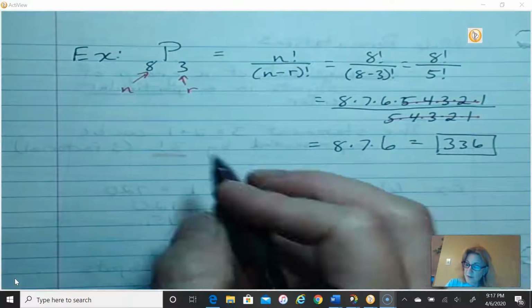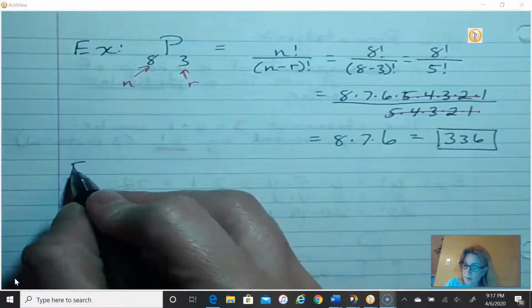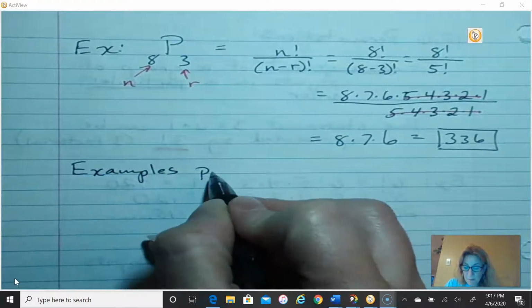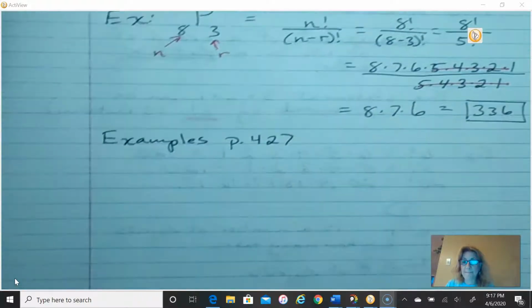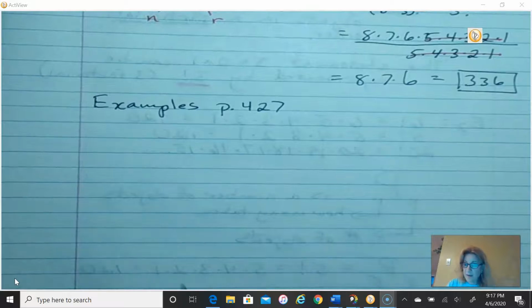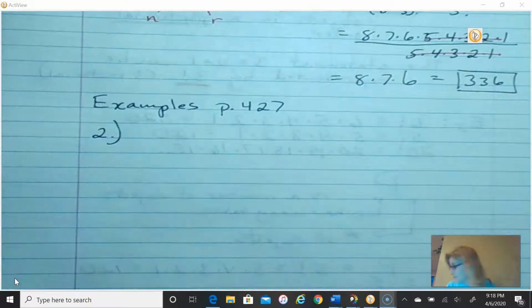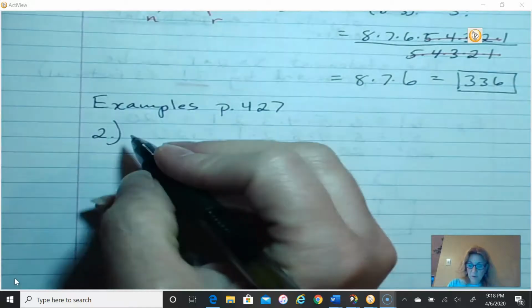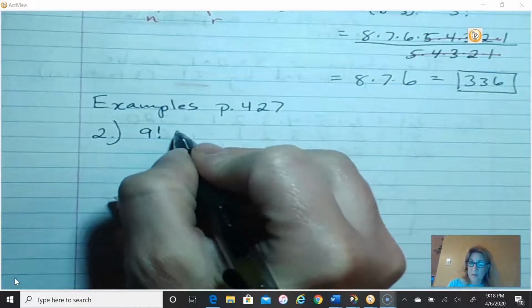Okay, so let's go ahead and jump into the book. Examples, page 427. Okay, let's look at number 2. All right, number 2 says, evaluate the following factorials. Okay, this one is 9 factorial.